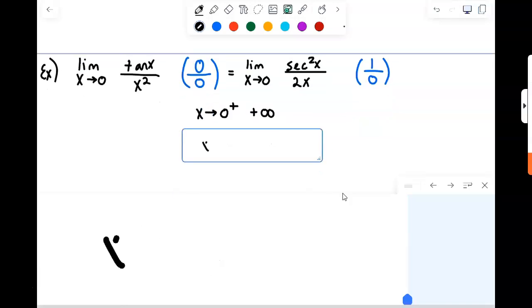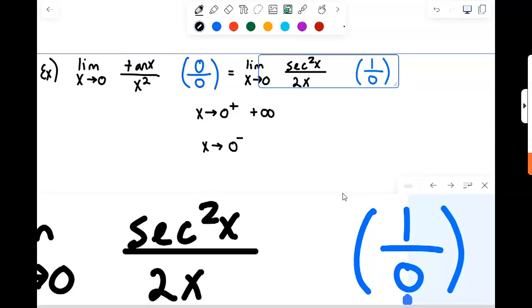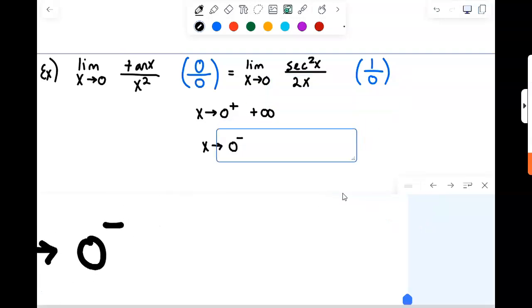And then we also look the other way. As x approaches 0 from below, taking on negative numbers, secant then is in the fourth quadrant, where it's actually still positive, but squaring it anyway, so it's not going to matter. It's still going to be positive, but the denominator will be negative, so that will be negative infinity.